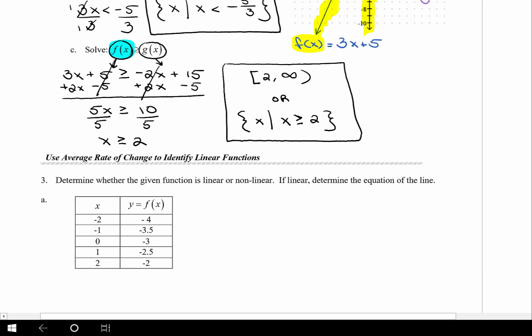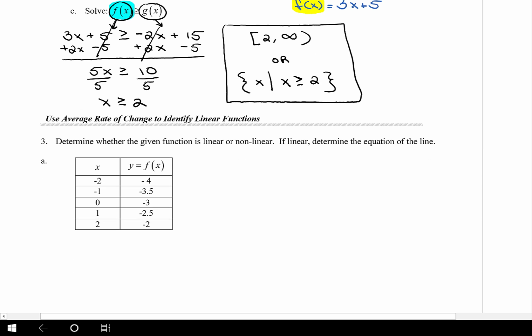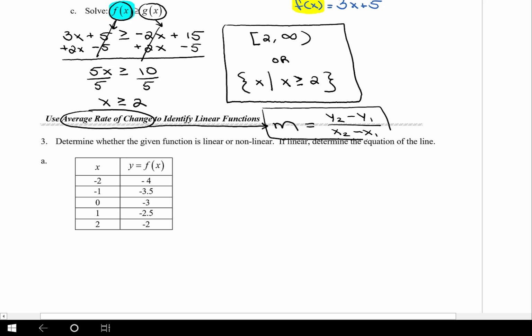Use average rate of change to identify linear functions. Problem 3: determine whether the given function is linear or nonlinear. If linear, determine the equation of the line. Oh, you know what? I didn't finish this one. I only figured out if it was linear or nonlinear, and I did not find the equation of the line. I'm going to have to do that part right now and edit this video as I'm doing this.